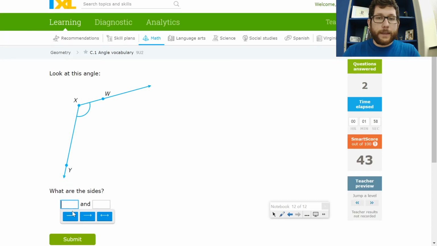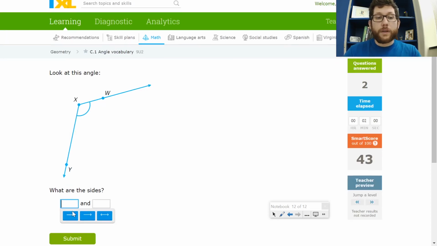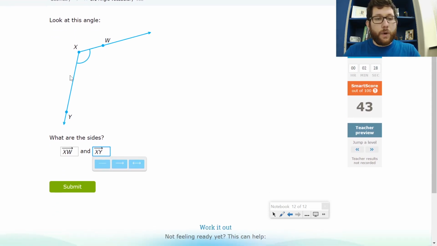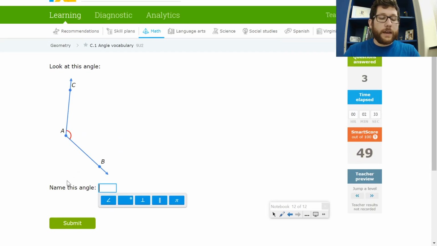Another type of problem I might ask is, what are the different sides of the angle? In this case, we've got two rays, so both of these answers should be rays. And we always do our vertex first. So I get XW would be my ray there, and over here I should get XY. Notice both of them start with X, XW and XY. Both of those are my two sides. A lot of this IXL should be pretty easy.